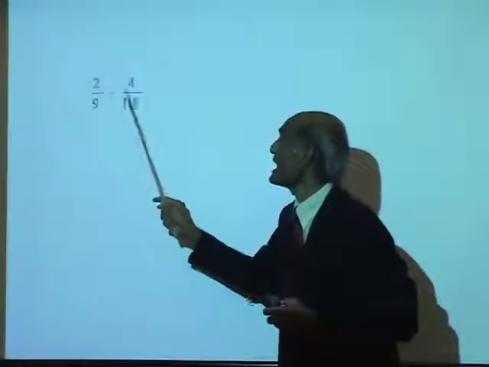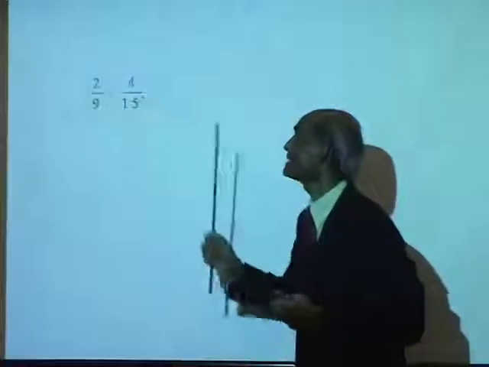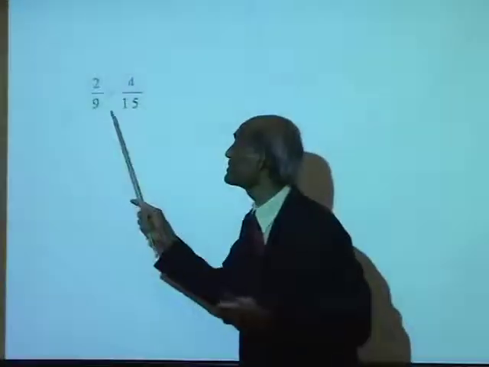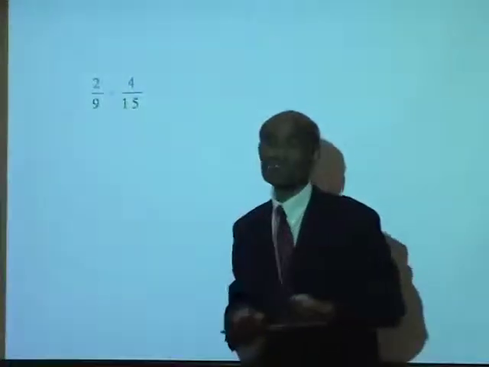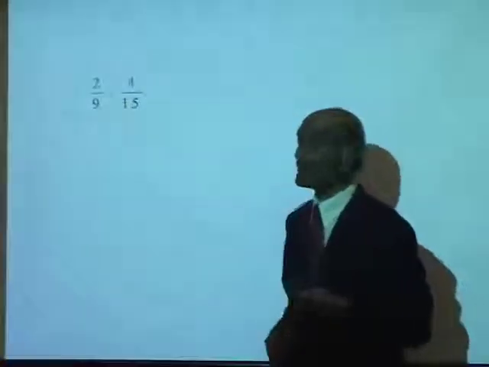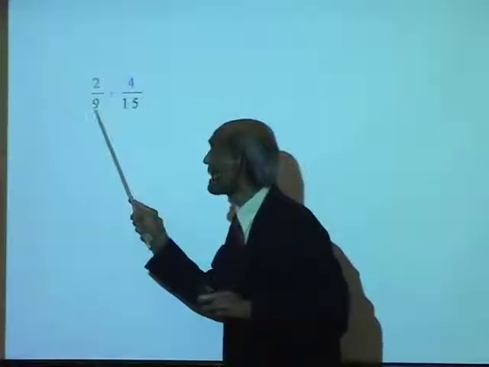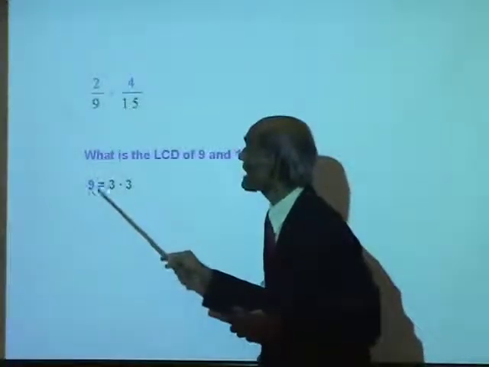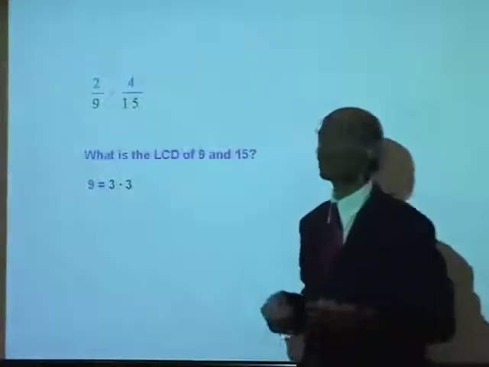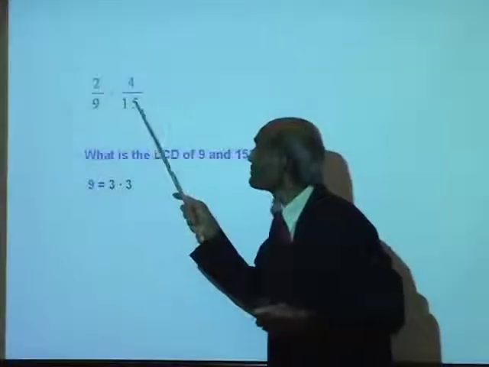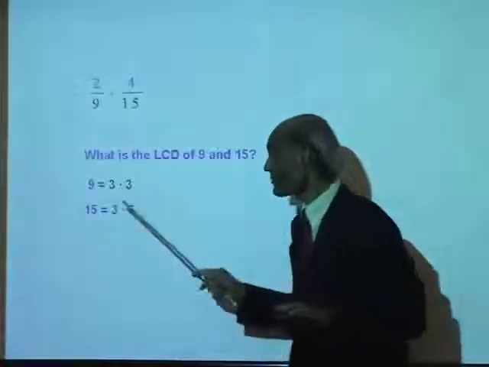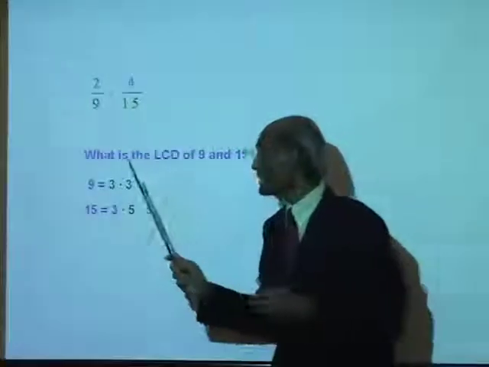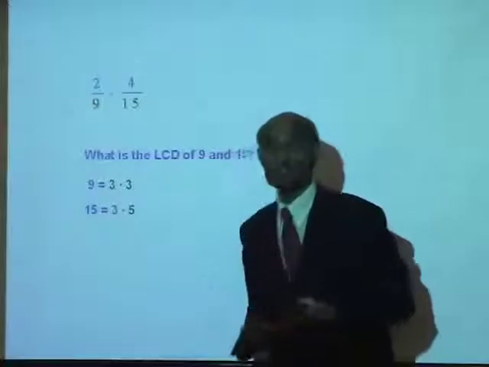2 over 9 plus 4 over 15. Okay, can you find the LCD of 9 and 15? What's the method I gave you? First, factor each denominator. Alright? 9 can be factored as 3 times 3. How do you factor 15? Very simple. 15 is 3 times 5. Okay, we have now factored both denominators.